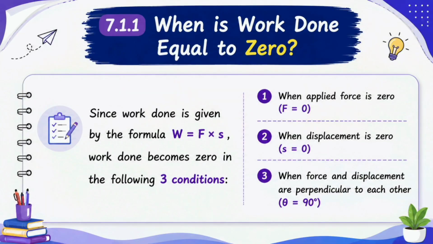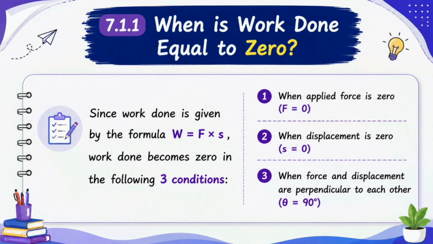Now let's see, when does work done become 0? We know the formula, work done equal to force into displacement. So work done becomes 0 in 3 situations. First, when the applied force is 0. Second, when the displacement is 0. And third, when the force and displacement are perpendicular to each other, that is 90 degrees.